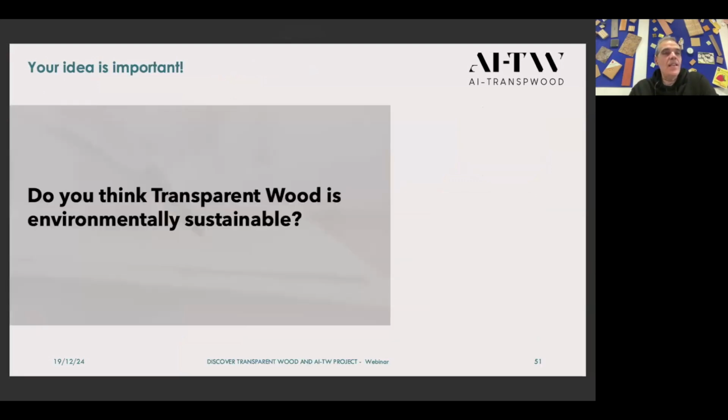Now we have a second poll. We cannot promise that it will work properly, but we will try. You heard about sustainable material, safe and sustainable by design, sustainability. So what do you think about the possible definition of transparent wood as a sustainable, environmentally sustainable material? And now it seems to work.